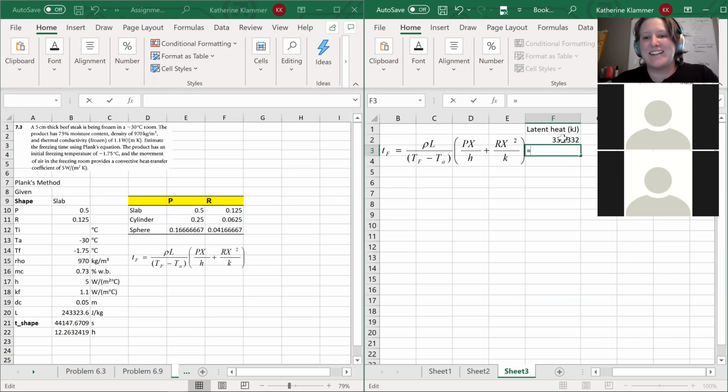But so you'd say the latent heat times the moisture content. In this case, we're going to say 85, so it's times 0.85. And then to convert from kilojoules to joules, which you have to do for this, it's times 1,000. So then you would have this as your latent heat in joules for the product you're working on, and that is L in this situation.